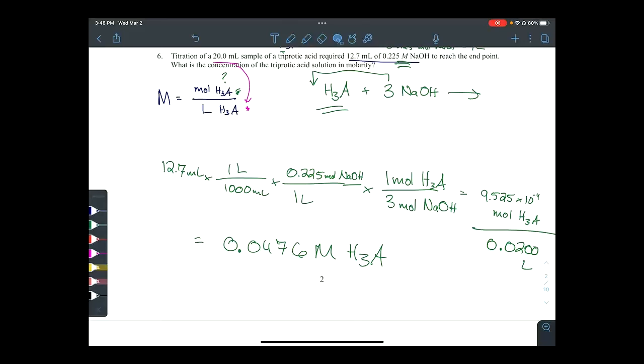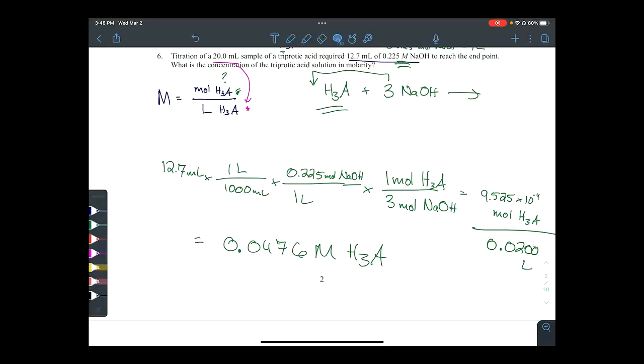Okay? If this was a monoprotic acid, how would it change? It would just be 1 over 1. And again, it's all based upon that balanced chemical equation, because if you use M1V1 equals M2V2, you are ignoring that last step we did. 1 mole over 3 moles, you're not doing it. And that's why your answer might be off by a factor of whatever if you're doing M1V1 equals M2V2.